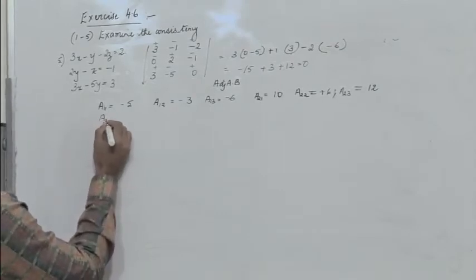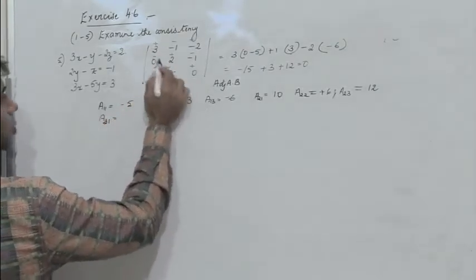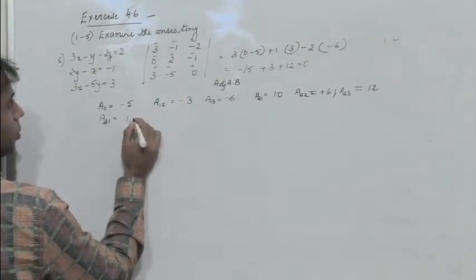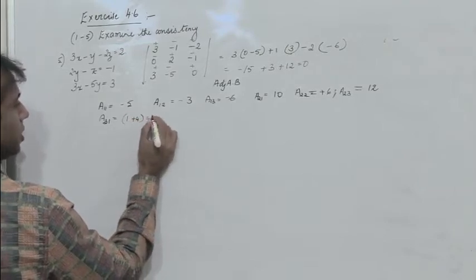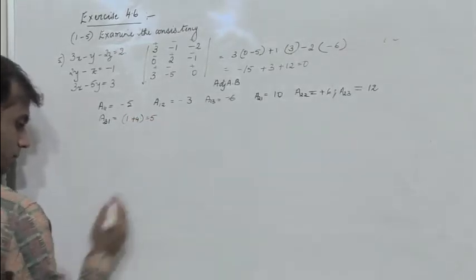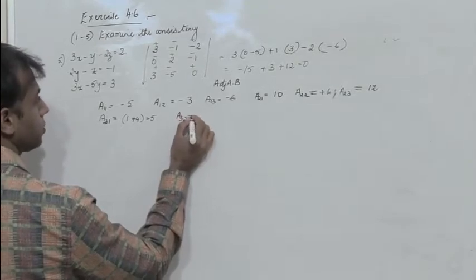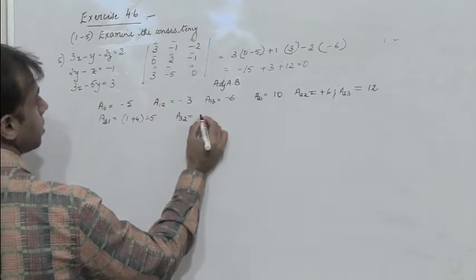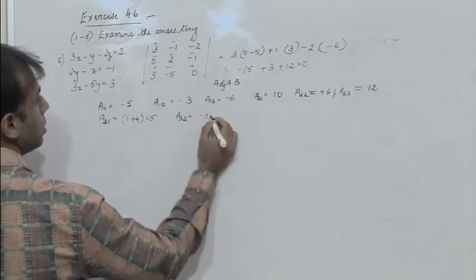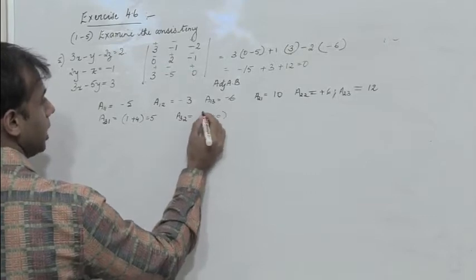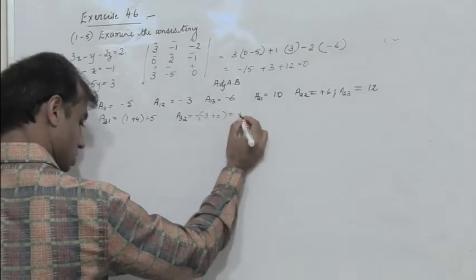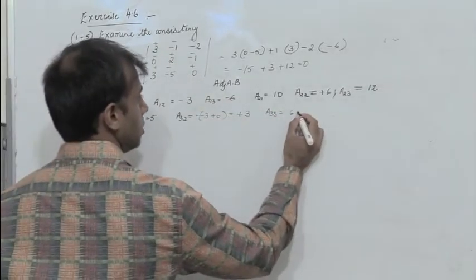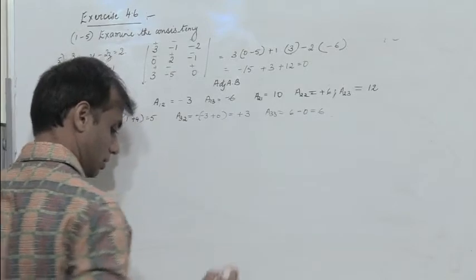Next, A31, leaving the third row and the first column, I have 1. So let me write 1 plus 4, which gives me 5. Next, A32 is leaving the third row and the second column. So we get minus 3 and then plus 0 with a negative sign. So it is plus 3. Next, A33 is 6 minus 0, which is 6 itself.